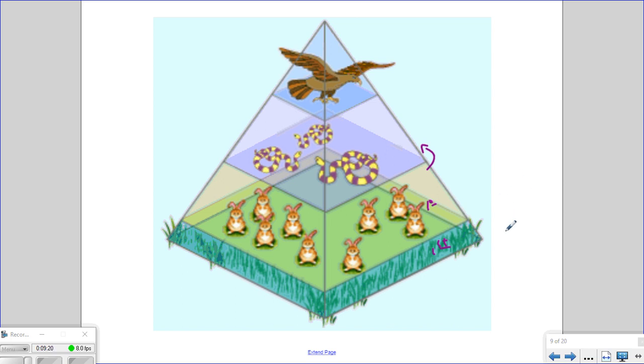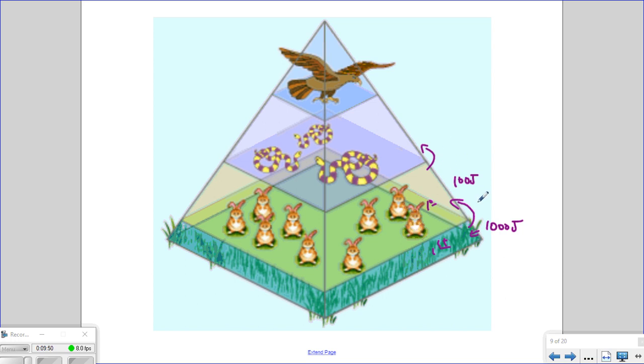So, for example, we'll use 1,000 joules as our example of energy that would be available in the first trophic level. If only 10% of that is transferred over, that means there is 100 joules of energy in that second trophic level. 900 joules is lost due to life functions.